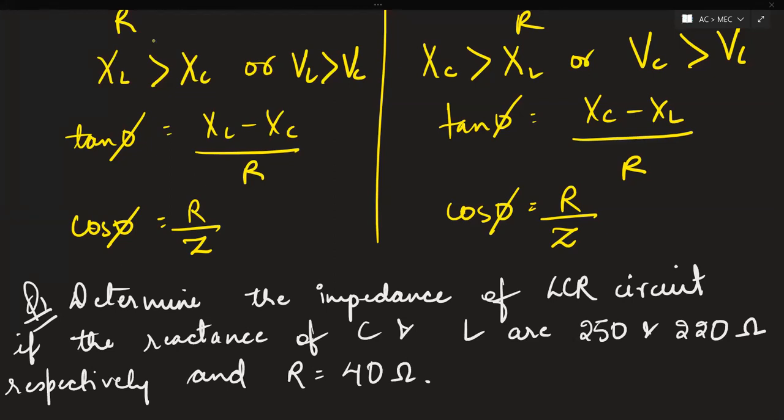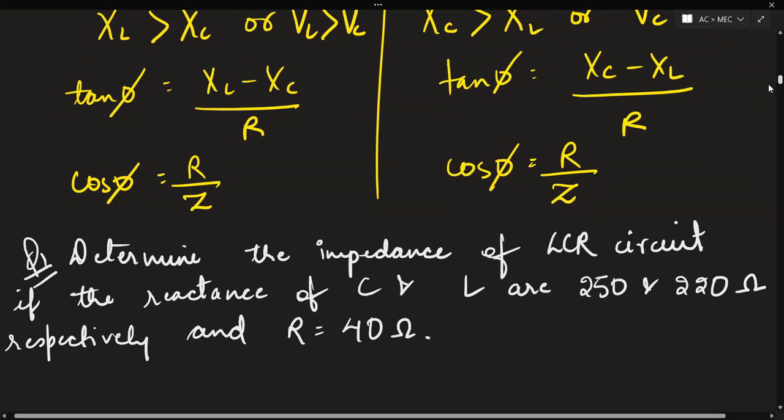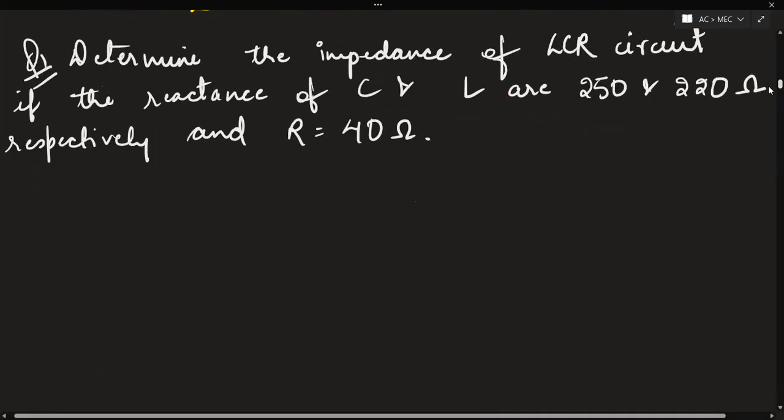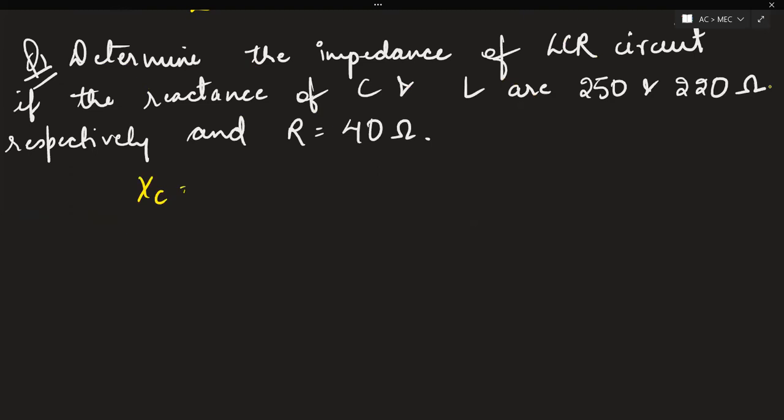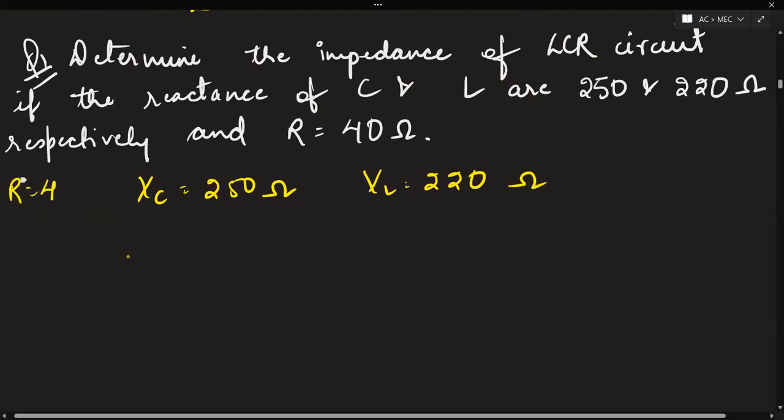See, in this question, you have to determine the impedance of the LCR circuit. The capacitive reactance XC is 250 ohms, XL is 220 ohms. And R is given as 40 ohms. So clearly class, this is the case when XC is greater than XL.